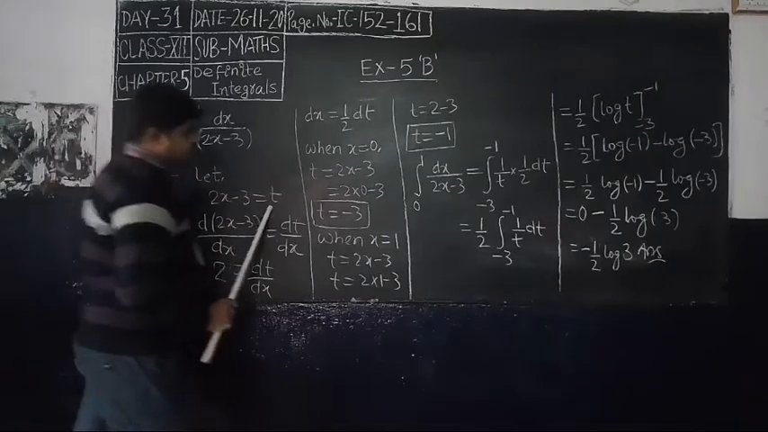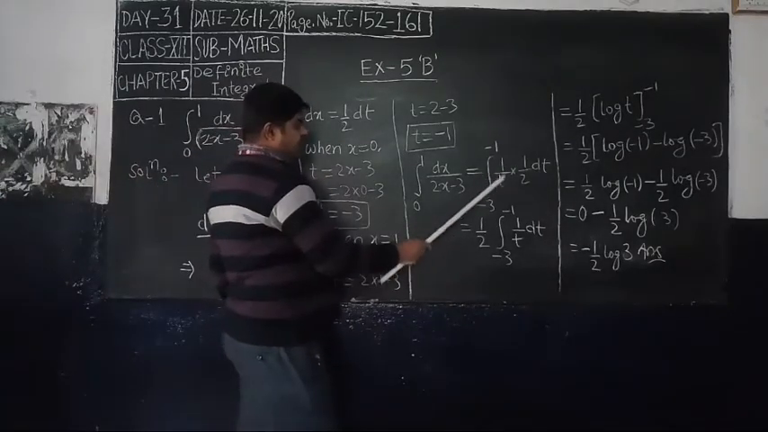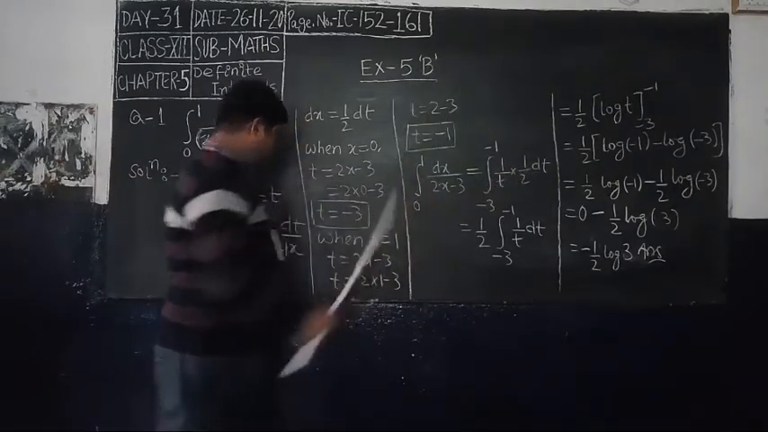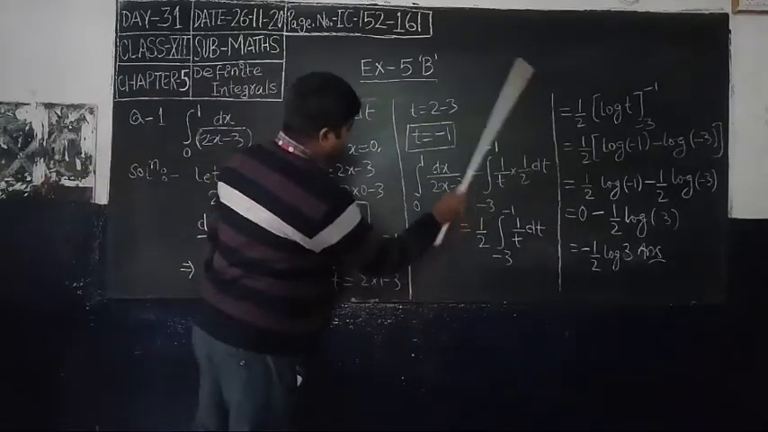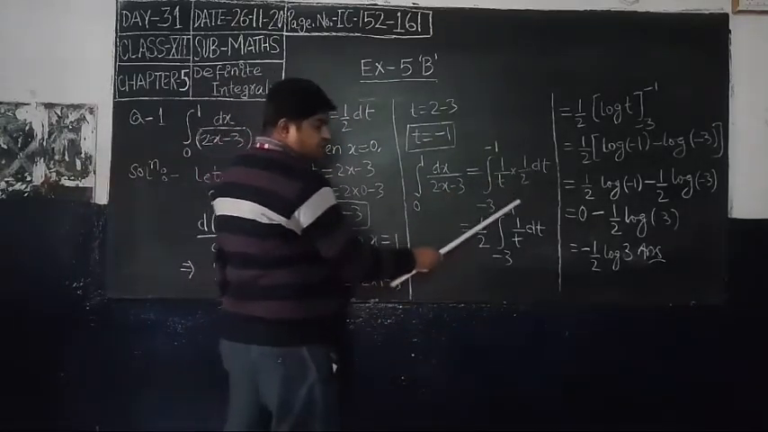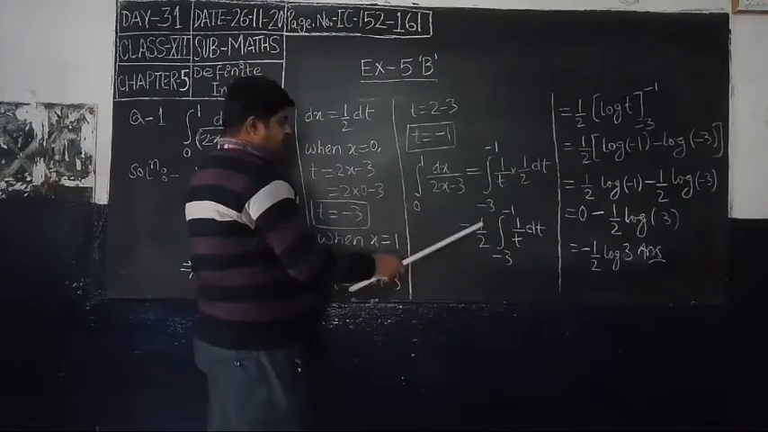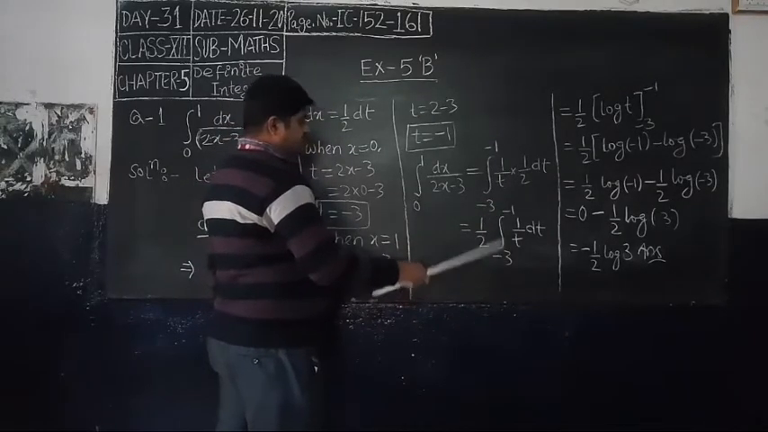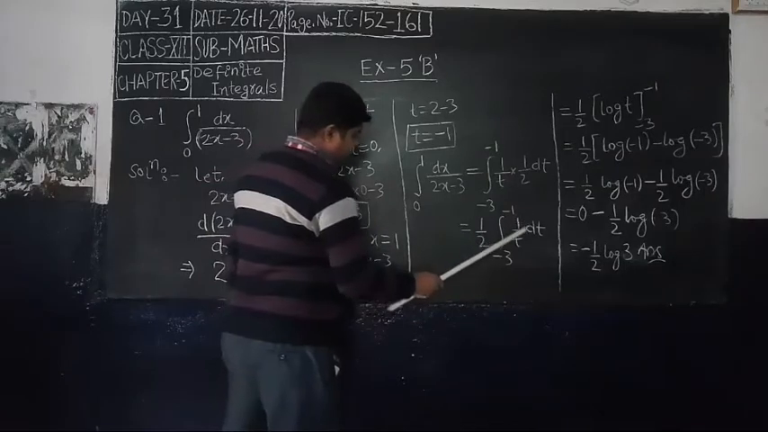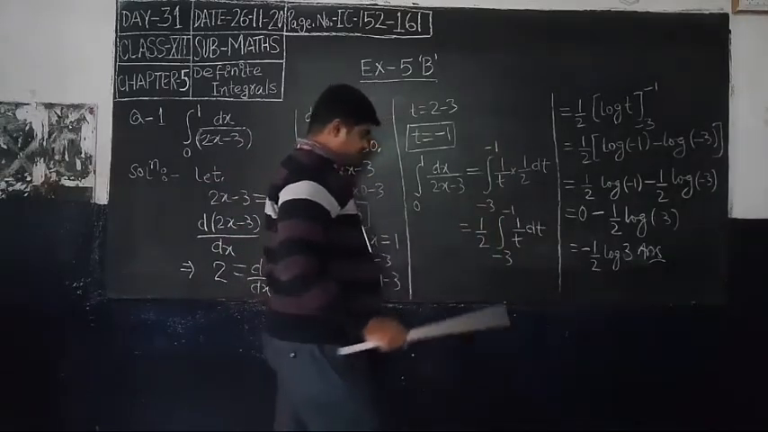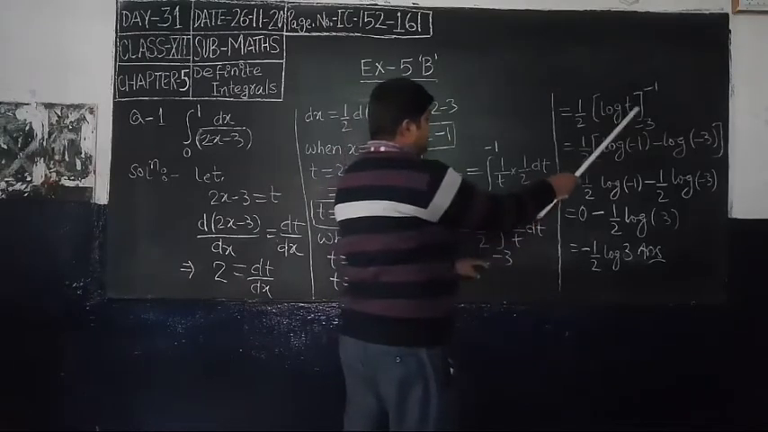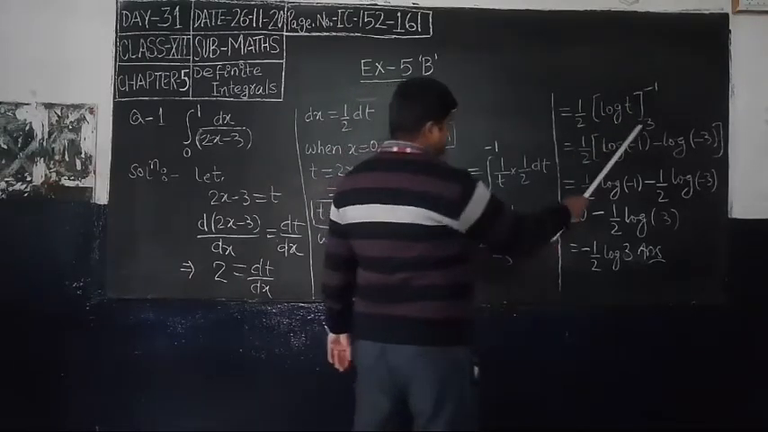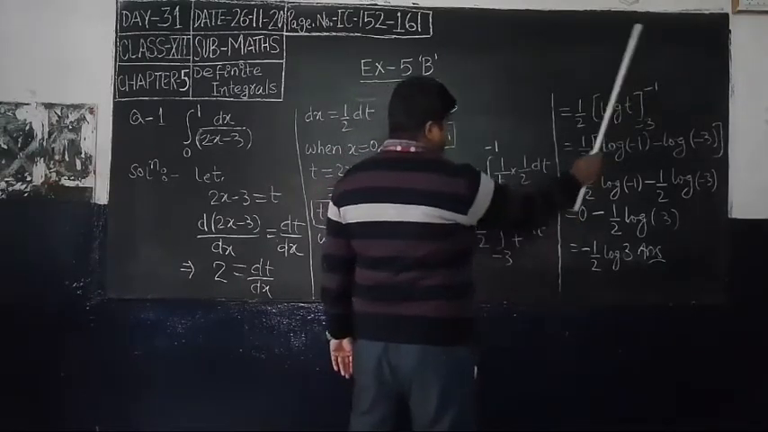2x minus 3 is equal to t, so it becomes 1 by t, and put the value of dx is equal to half dt. Now 1 by 2 is a constant term, so you will just separate the term: 1 by 2 integration from minus 3 to minus 1 of 1 by t dt. You know integration of 1 by t is equal to log t, and the lower limit is -3 and upper limit is -1.